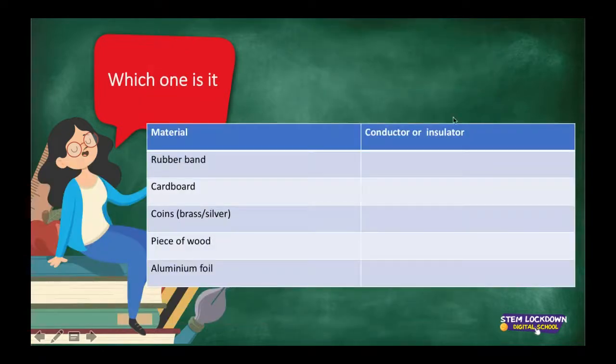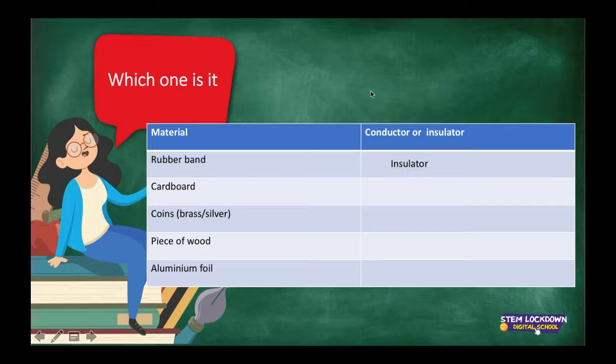All right, and this is exactly where we stopped yesterday. We stopped towards the end, and I was asking you, what is a conductor and what is an insulator? We said that a rubber band is an insulator, meaning it cannot conduct electricity, so electric current cannot pass through.